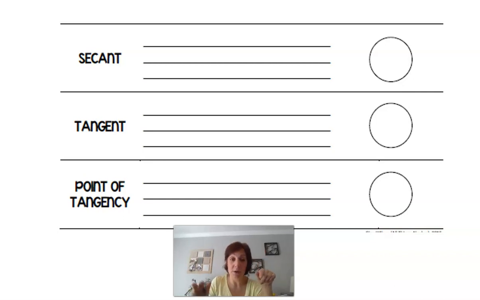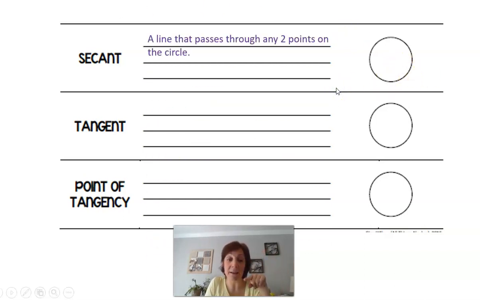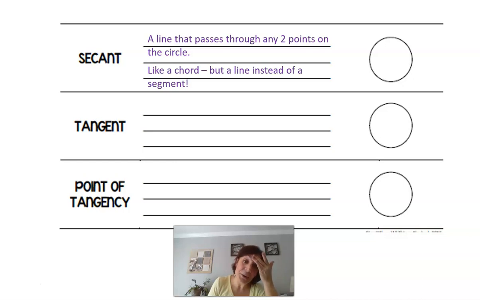We know that a chord touches two points on a circle, right? It's a segment that goes from one side of the circle to another point on the circle. A secant is the same exact thing. The only difference is it's a line, not a segment. In other words, it keeps going. So literally the only difference is a chord has endpoints, a secant doesn't, right? So a secant line, see how this has arrows on the end? That's the only thing that makes it a secant instead of a chord.